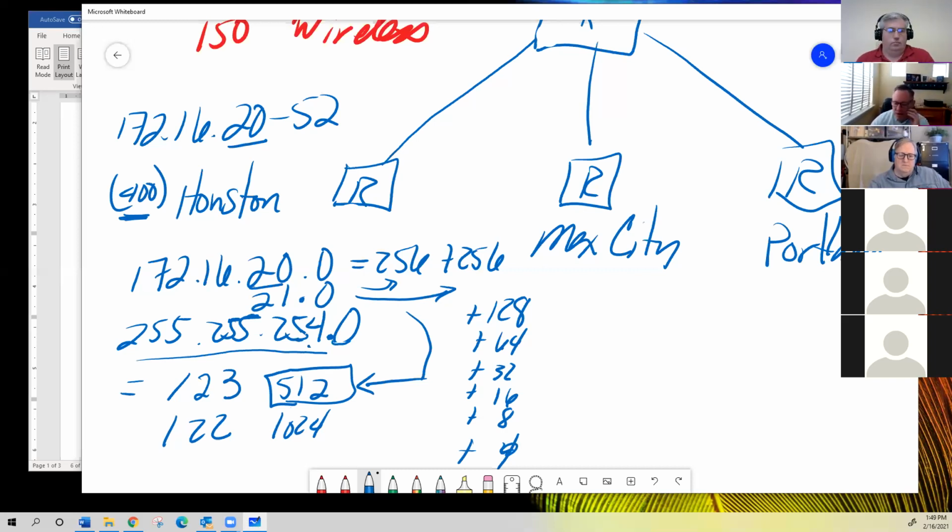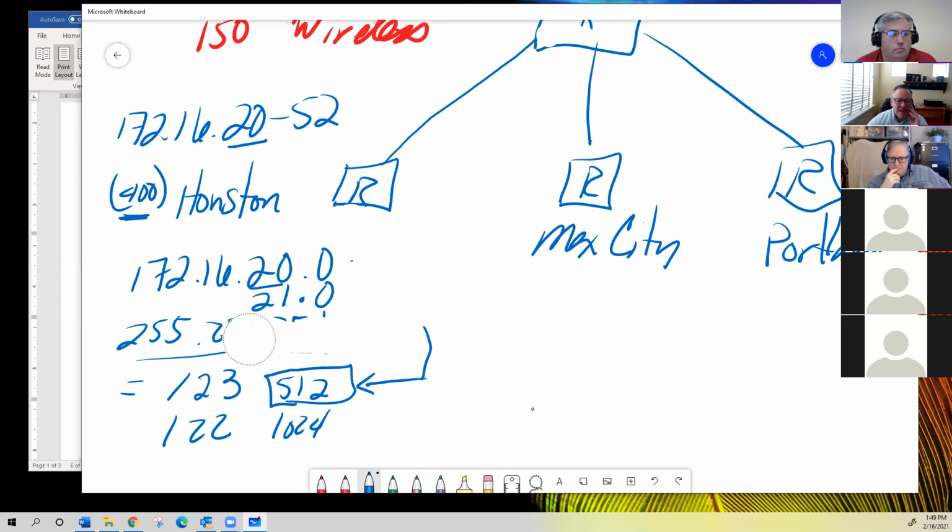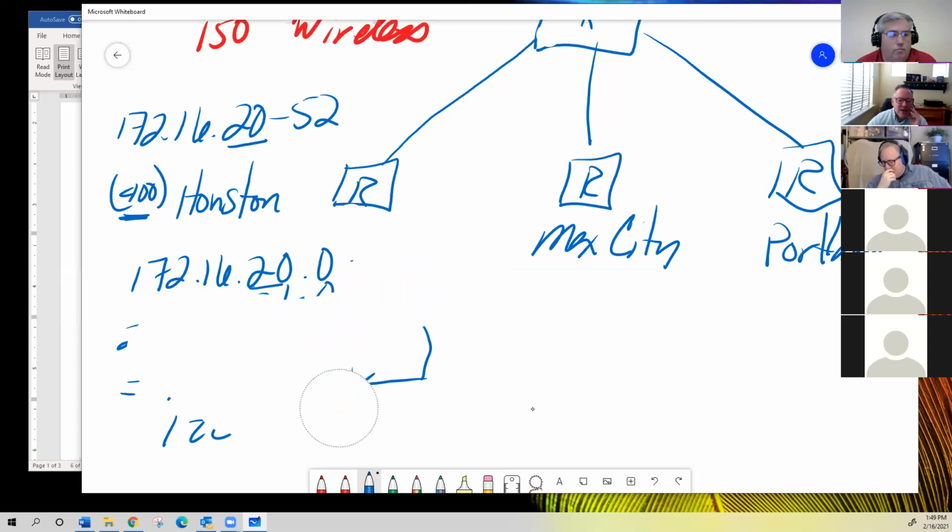Sir, I have a question. So for example, in the lab, it gives you that range. Now that you're using that to subnet and make more addresses, that limits the range which you can now utilize from 20 to 52. Yeah, so now you're saying, okay, if this is the case, Houston, you need 400 addresses.